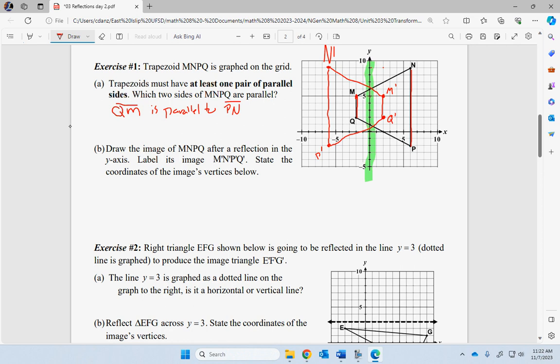It asks us to state the coordinates. So M prime is at 2, 5. N prime is at -6, 9. P prime is at -6, -2. And Q prime is at 2, 2.